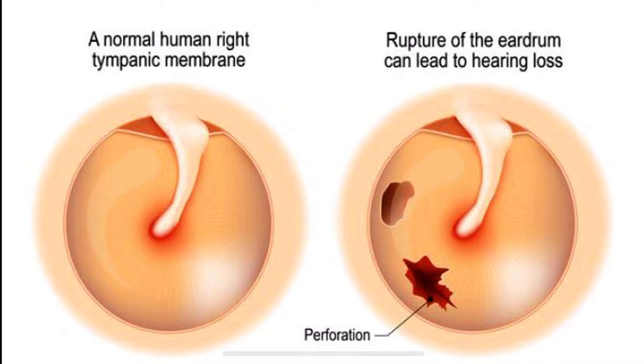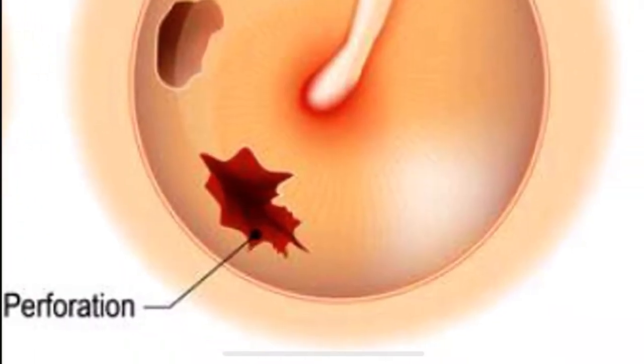This is a normal human right tympanic membrane, the tympanic membrane of the right ear. And now you see in chronic suppurative otitis media, what is it doing to the tympanic membrane? It is causing a rupture and it is leading to hearing loss. You can see the perforation here, okay.